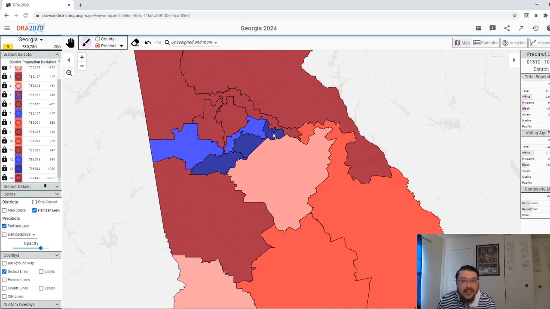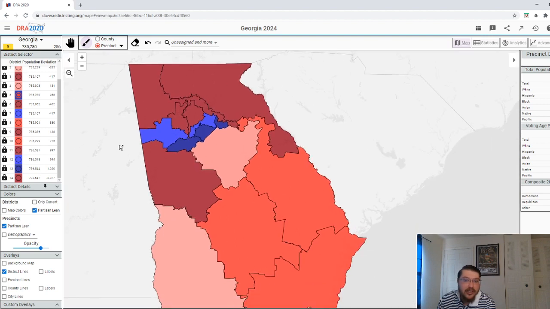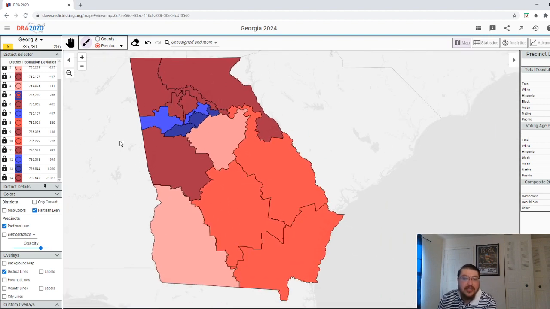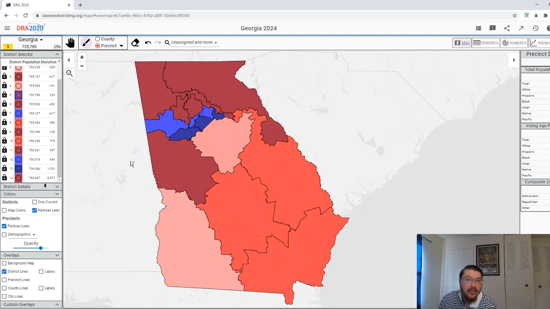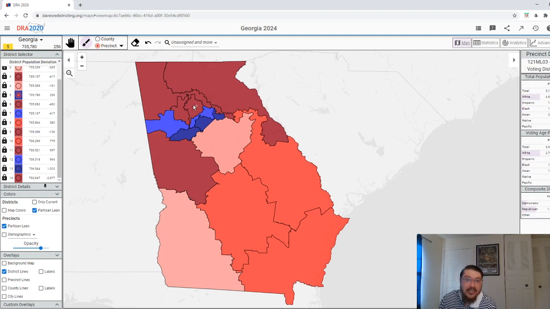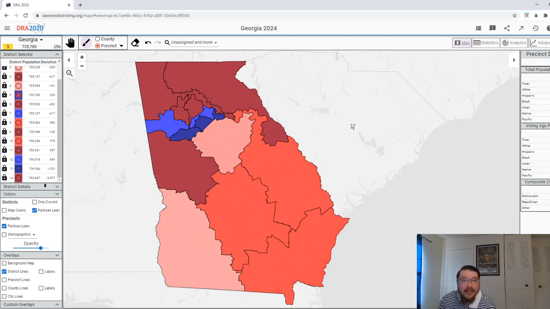As you can see, what wound up happening is I managed to get only 4 Democratic districts to 10 Republican districts. That said, there are 2 that are competitive, the 2nd and the 4th. Got the 6th to be safe Republican. Where's the 5th? Right here. The 5th is still safe Democratic.